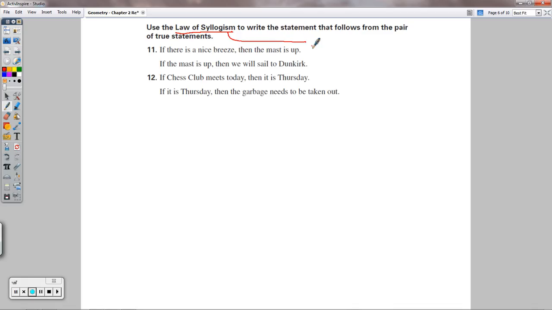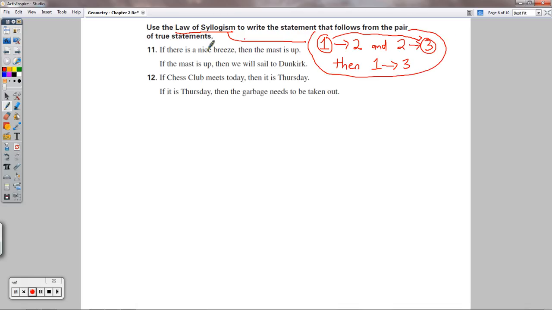The law of syllogism basically comes down to this. If you have a first thing implies a second thing is true, and the second thing implies the third thing is true, then you can go right from the first thing to the last thing. You can say 1 implies 3. So that's the law of syllogism in a nutshell right there. So let's apply that to these two problems.